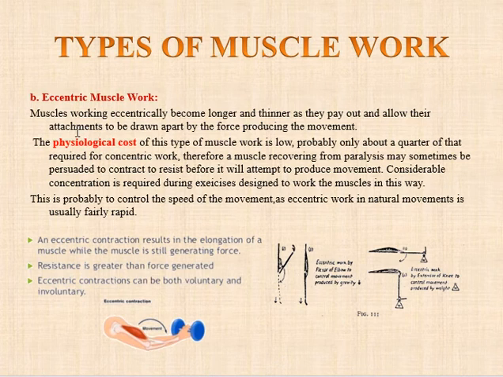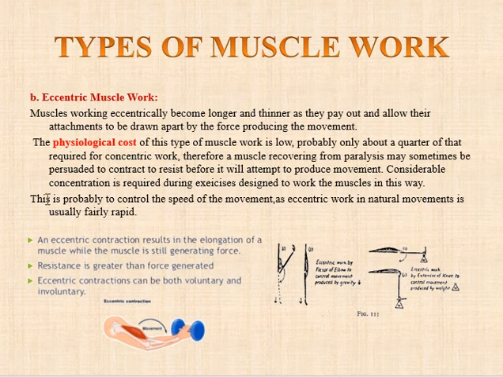Eccentric muscle work. Muscles working eccentrically become longer and thinner as they pay out and allow their attachments to be drawn apart by the force producing the movement. Physiological cost of this type of muscle work is low, probably only about a quarter of that required for concentric work. Therefore, muscle recovering from paralysis may sometimes be persuaded to contract to resist before it will attempt to produce movement. Considerable concentration is required during exercise designed to work the muscles in this way because physiological cost of this type of muscle work is very low.